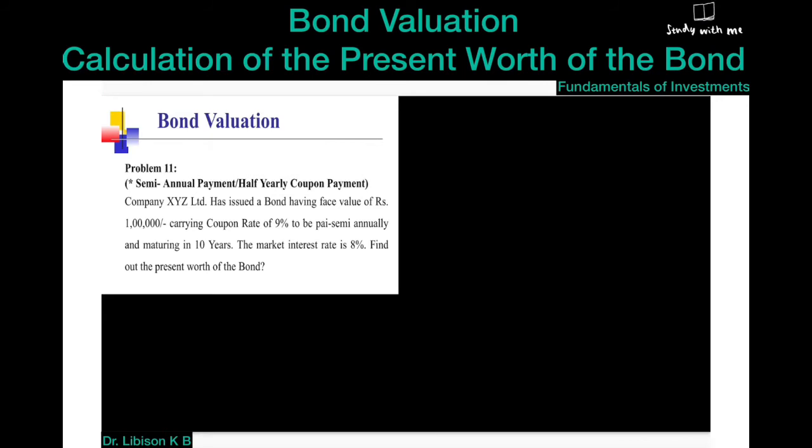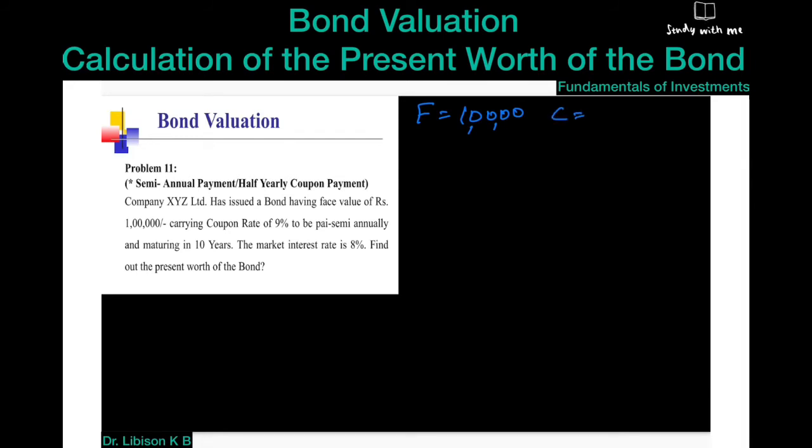Okay, this is problem number 11, again the same category of problem. Company XYZ Limited has issued a bond having a face value of rupees 1 lakh, carrying a coupon rate of 9% to be paid semi-annually and maturing in 10 years. The market interest rate is 8%. Find out the present worth of the bond. So when the problem says find out the present worth of the bond, it is nothing but the calculation of B0 in our problem.